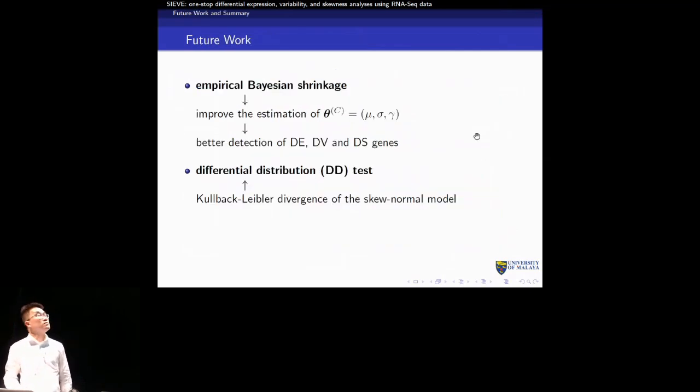About the future work for SIEVE, the first one is to apply the empirical Bayesian shrinkage approach to improve the estimation of the parameters, which may lead to better detection of DE, DV, and DS genes. And the second one is to apply Kullback-Leibler divergence of the skewness model to construct the differential distribution test.